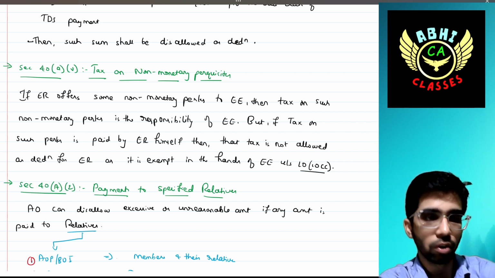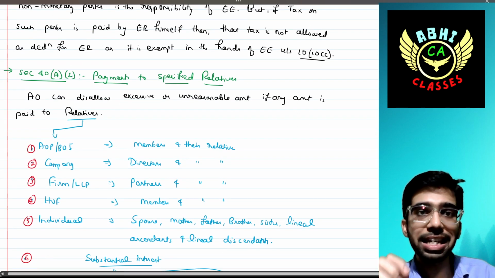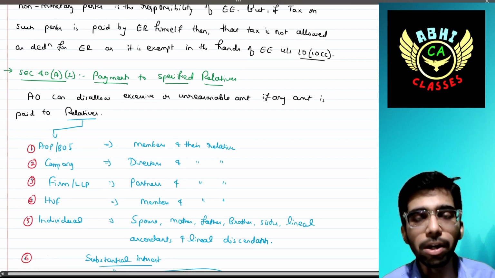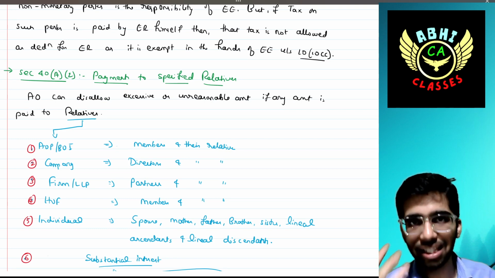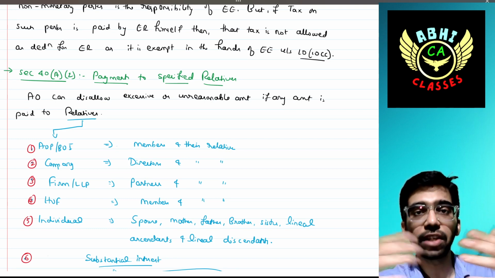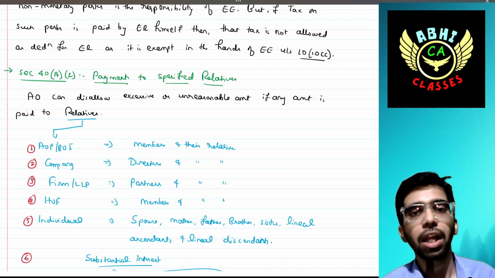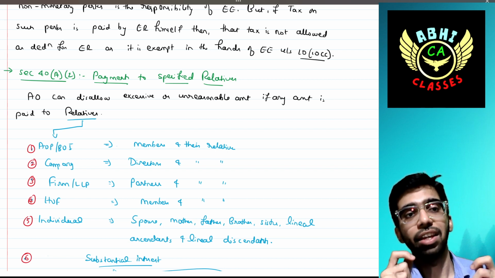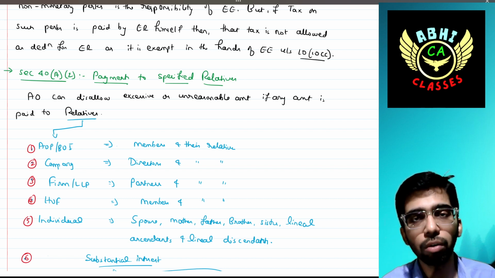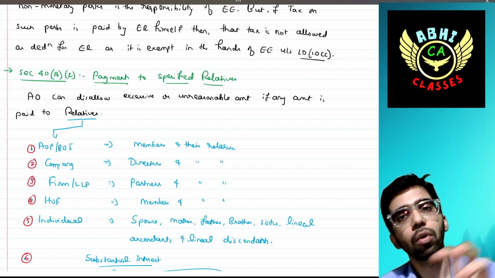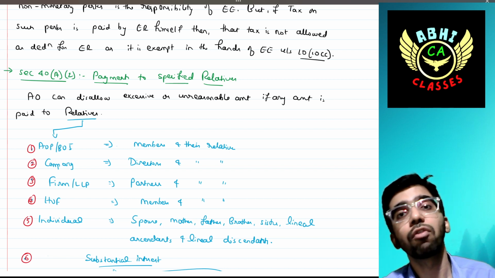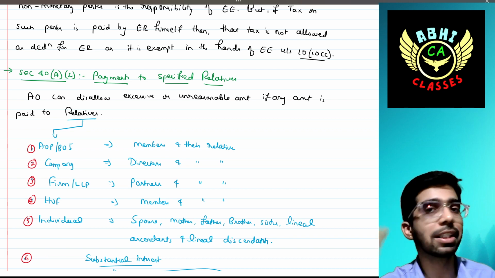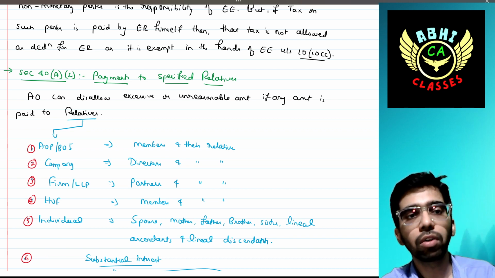Okay, super. Then section 40A(2) says the payment made to specified relatives. The AO, meaning assessing officer, can disallow an excessive or unreasonable amount if any amount is paid to relatives. If SSC finds in your question, they would provide, for example, that the amount paid to a relative is 10,000, which is not reasonable to the extent of 2,000, then 2,000 will be disallowed. Simple. Paid to the relatives.